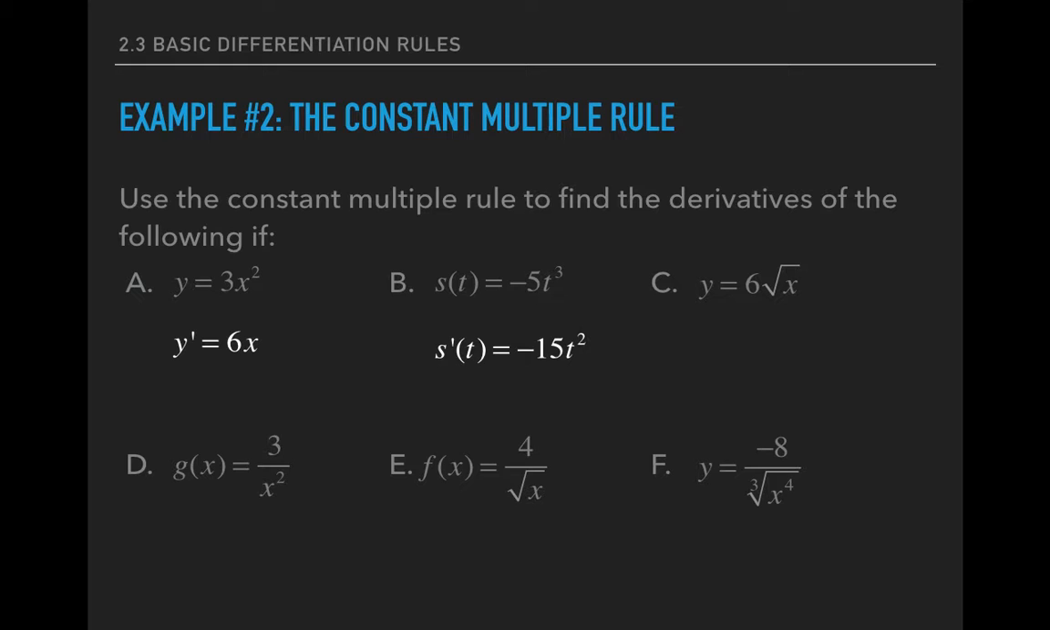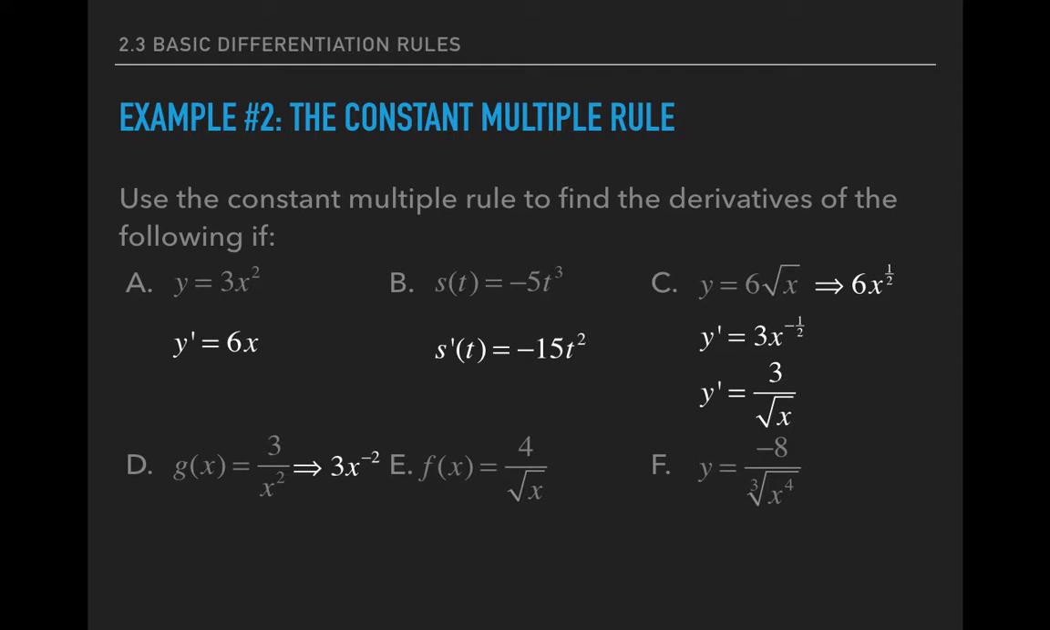For problem C, I would rewrite it so that it is in an exponent form. And now you're going to multiply a times your power. So 6 times 1/2 gives you 3, and then decrease your power by 1. That's going to be a negative 1/2. You could write it like this, removing the negative power by putting it in the denominator, and the half power is the square root. So that's just another way of writing that.